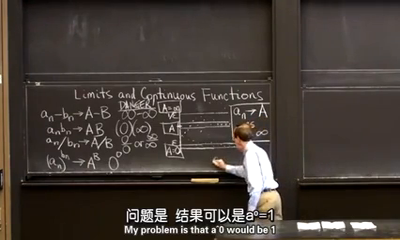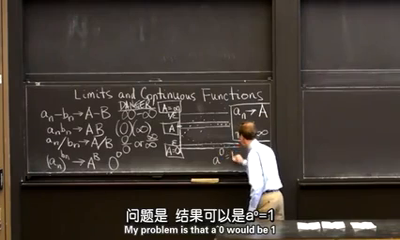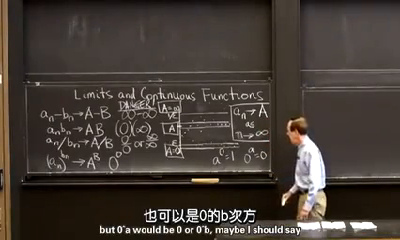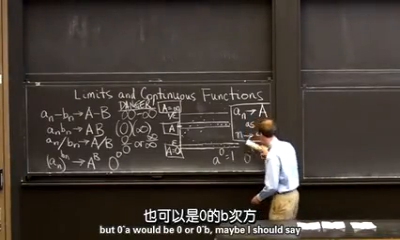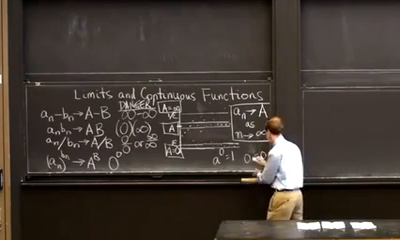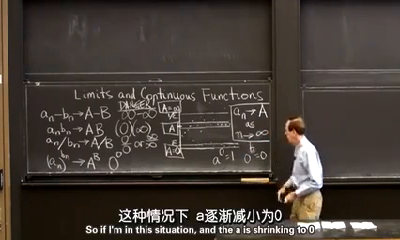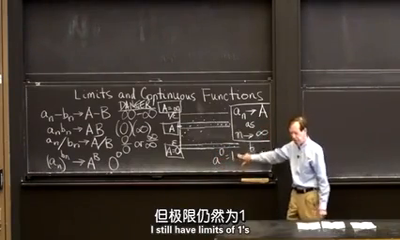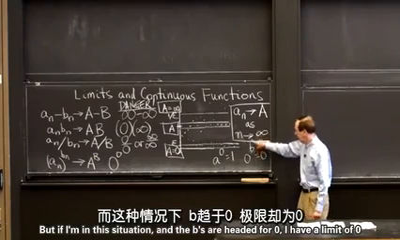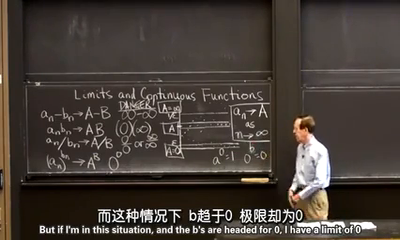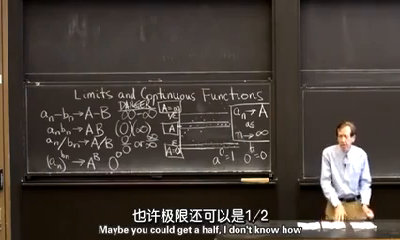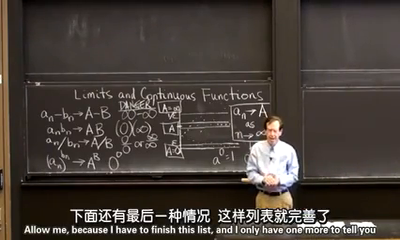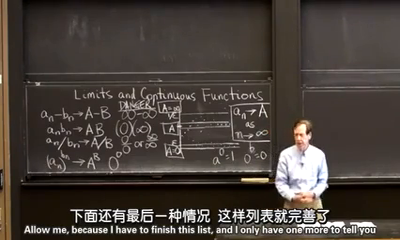My problem is that a to the 0 power would be 1, but 0 to the b's power would be 0. So if I'm in this situation and the a is shrinking to 0, I still have a limit of 1s. But if I'm in this situation and the b's are headed for 0, I have a limit of 0s. And maybe you could get a half. I don't know how.